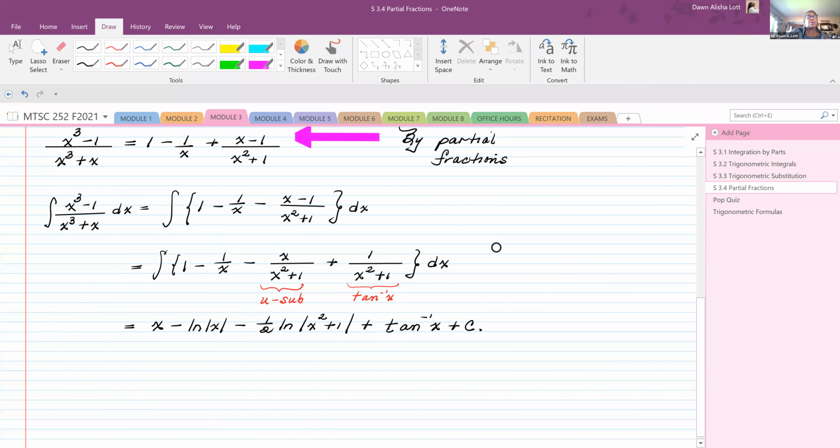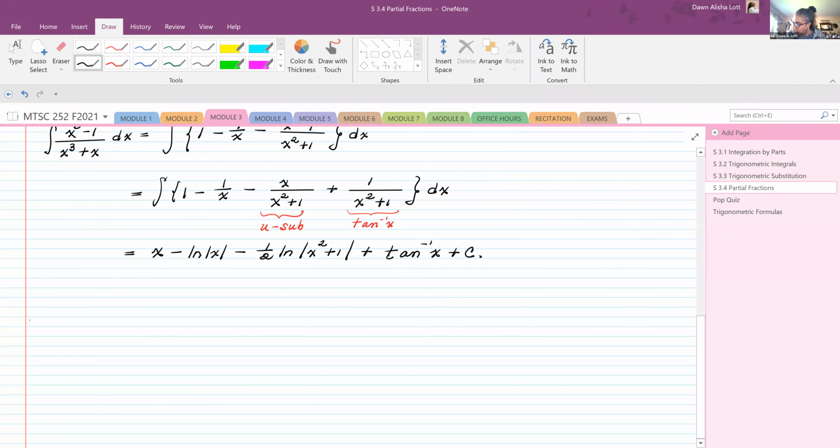Okay, so yes. So number 2, I'm going to actually do by long division. Okay, because in number 2, the power of the numerator is bigger than the power of the denominator. So in number 2, I have the integral of x cubed plus x squared plus x minus 1, over x squared plus 2x plus 2 dx.